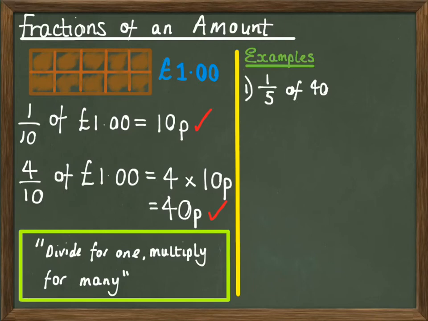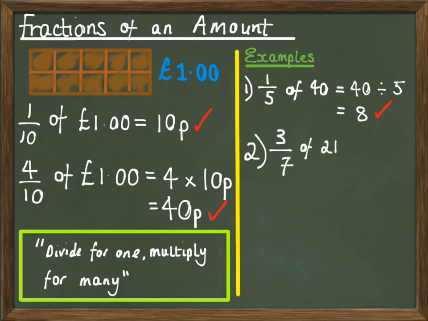1/5 of 40. Again, to find a fifth, obviously there's 5 pieces in a whole, so I'm going to divide by 5. 40 divided by 5 is going to give me 8. Pretty straightforward. Number 2, 3/7 of 21.